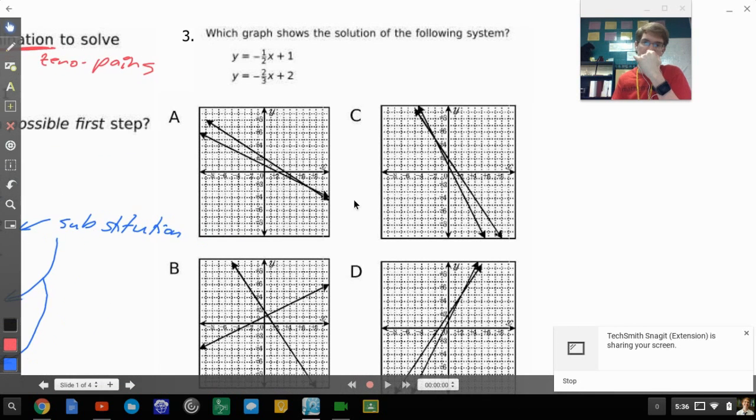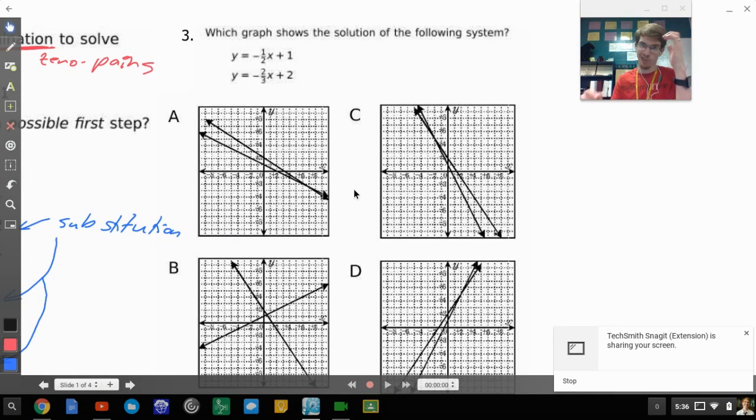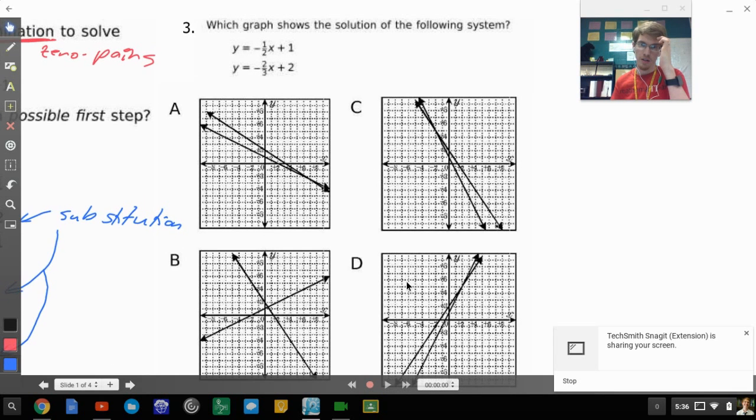Number three. Which graph shows the solution of the following system? We have y equals negative 1/2 x plus 1 and y equals negative 2/3 x plus 2. Before I start worrying about slopes and actually graphing these lines, you can type these in your calculator and see what they look like. That would probably be the quickest way. But I want to use a little bit of common sense on this to eliminate some choices.